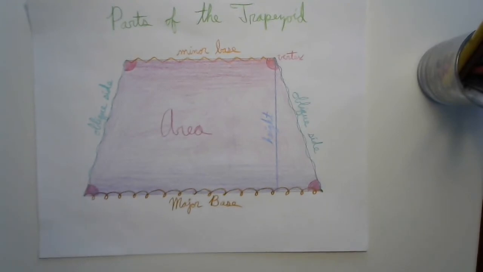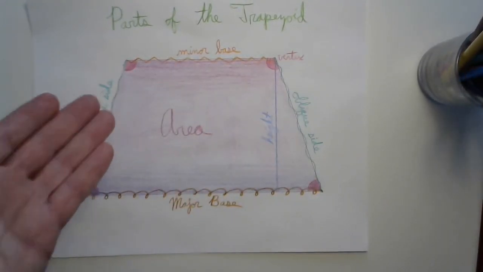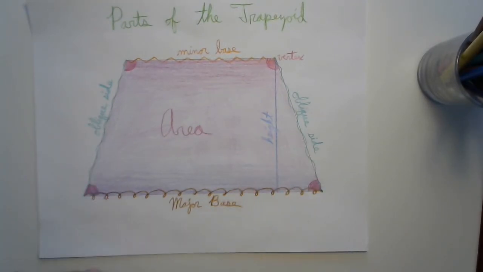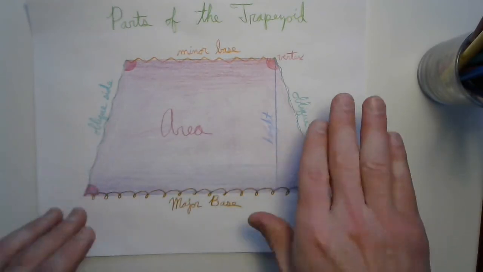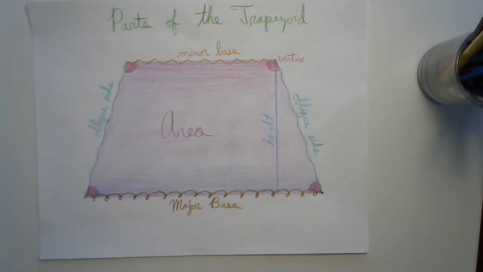So take a look at all these parts and keep decorating this and make this into a small world if you like. And if you feel like you know these parts pretty well, I want to show you some other things about trapezoids, like maybe how to find that area. So go check that out if you're interested.